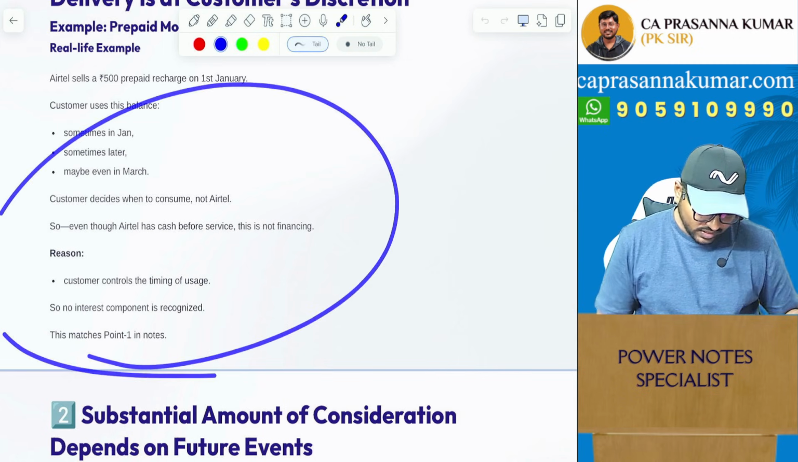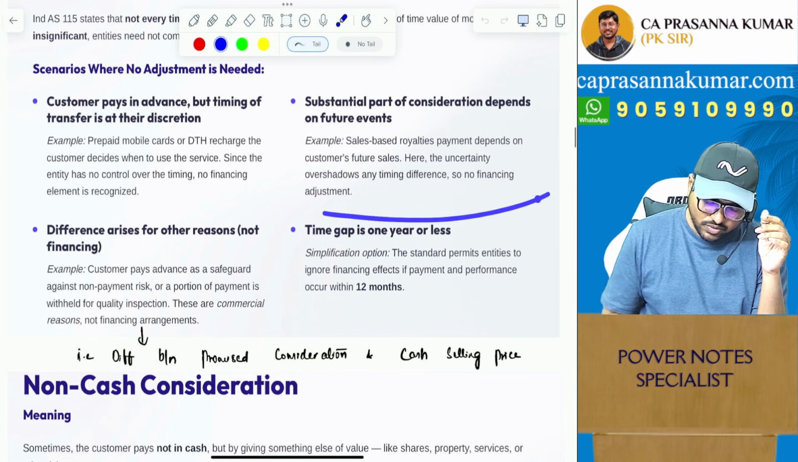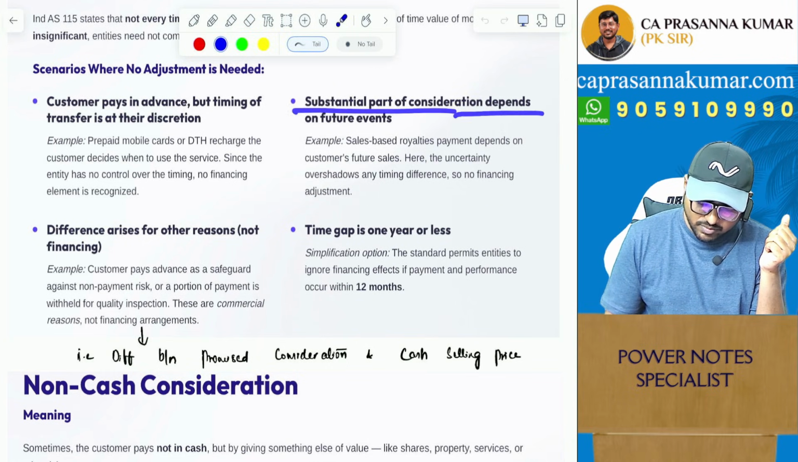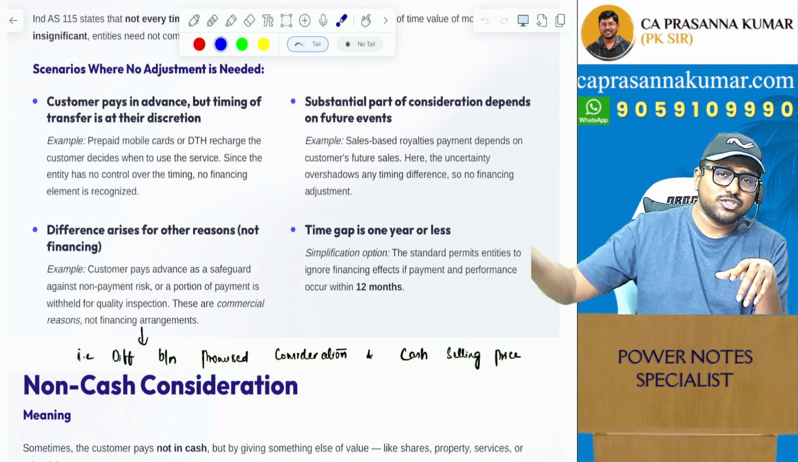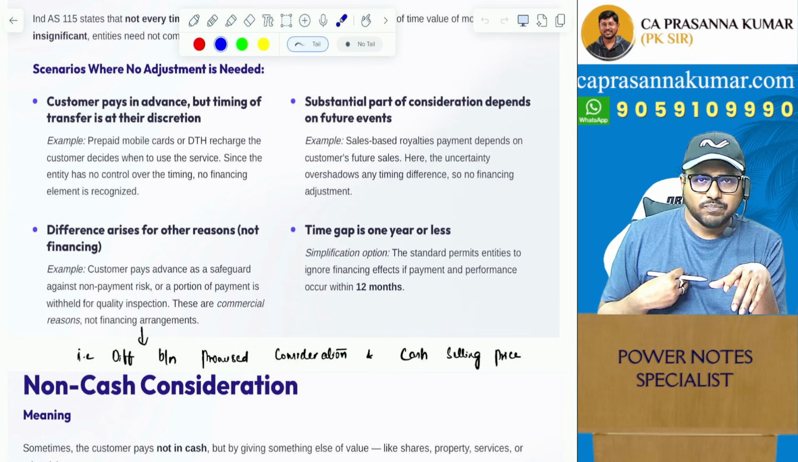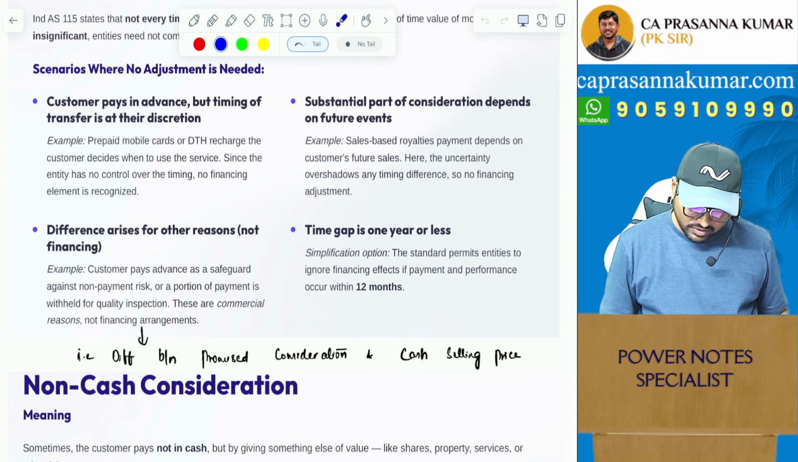So you cannot call it a significant financing component. Got the point? Because the customer controls, this is one scenario. Another scenario is a royalty-based scenario, meaning a substantial part of the consideration depends upon future events. Because for royalty, the sales need to happen. After that, only a percentage of that will come to you as revenue, isn't it? The nature of the transaction itself is that you have to wait for the sales to happen eventually.